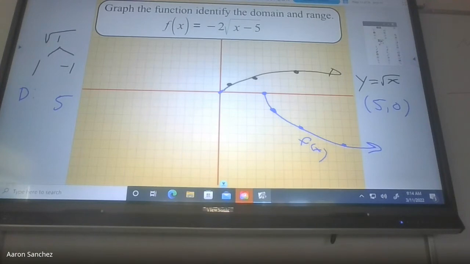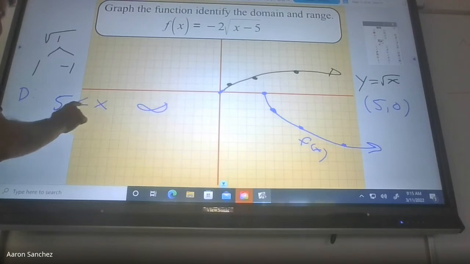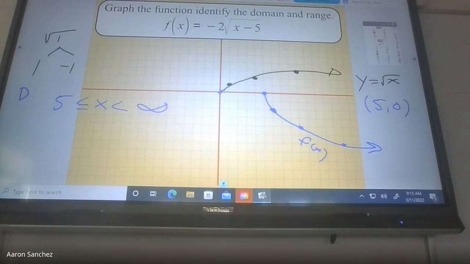It's a good thing you're learning this domain and range. You're going to use it in real life. It goes to infinity and beyond. Make sure you put a line under the 5, x is greater than or equal to 5.